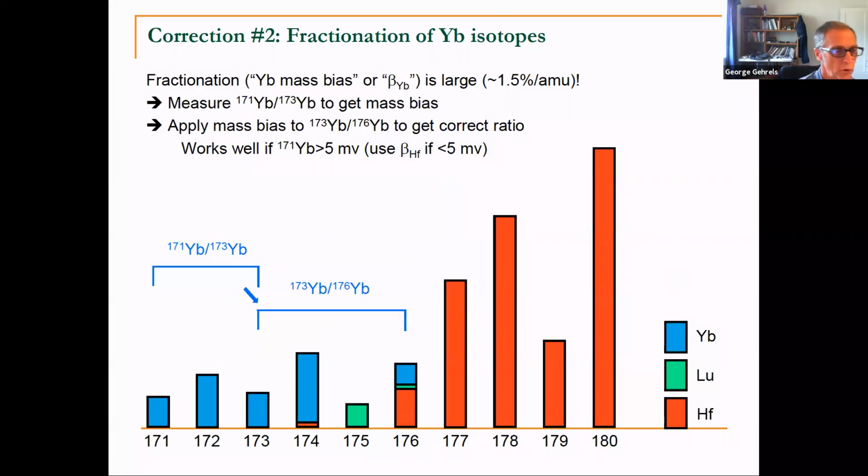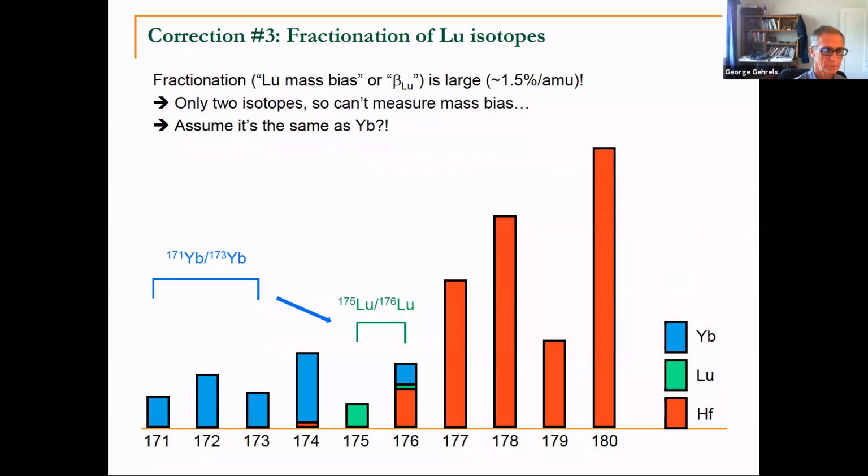Next one. Number 2, well, bad news. It turns out your mass spectrometer doesn't give you the right ratio for ytterbium isotopes either. But the good news is that we know the 171, 173 ratio, the upper bracket on the left. We measure it. Oh, you're off by 1.5%. Well, cool. We'll just use that as the correction factor. And that's what we're going to use to correct the 173 to 176 ratio. So that little blue 176, we're going to be able to correct that for fractionation, because we know what the 171, 173 fractionation is. Good. Correction number 2.